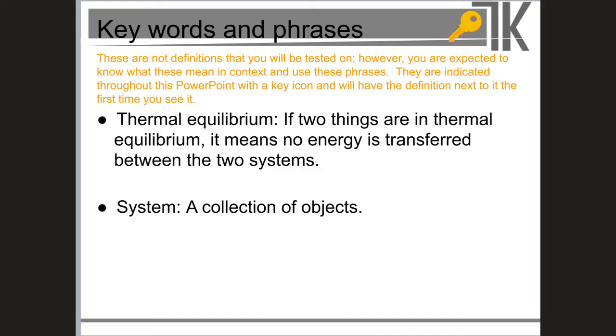Thermal equilibrium is a little bit harder of a concept to grasp. If two things are in thermal equilibrium, it means that no energy is being transferred between those two systems. Now, a good example is if I've got my coffee mug and it's sat out there all day, it's going to come to thermal equilibrium with the room that it's in. And for my coffee sitting out on my desk, that means that it's going to end up at room temperature. It'll be the same temperature as the room.